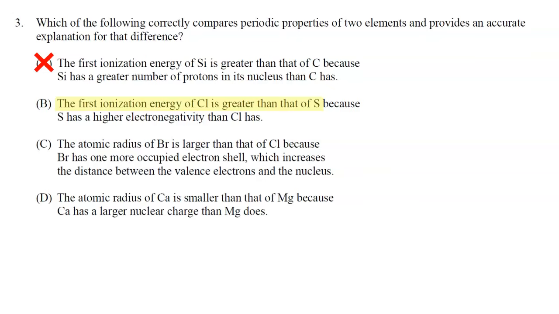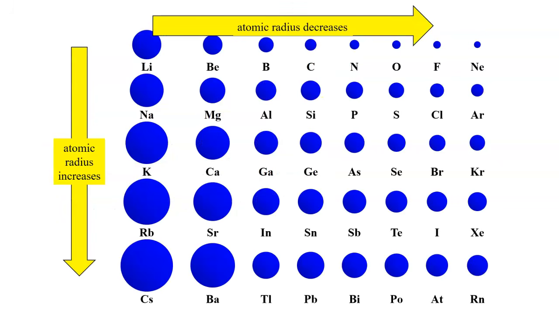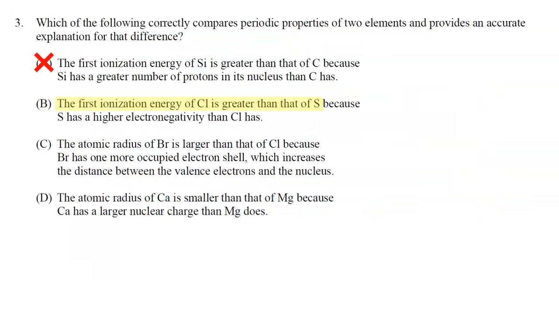Let's take a look at choices C and D, and now we're talking about the trend in atomic radius. Atomic radius generally decreases from left to right across a period, and generally increases from top to bottom down a group. Let's compare chlorine and bromine, which are in the same group. We would expect the atomic radius of bromine to be larger than that of chlorine. Choice C says the atomic radius of bromine is larger than that of chlorine, so that's correct.